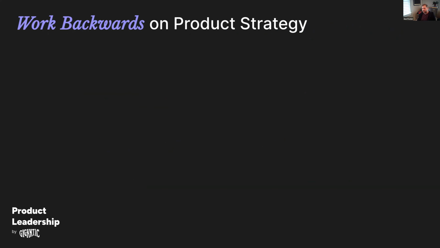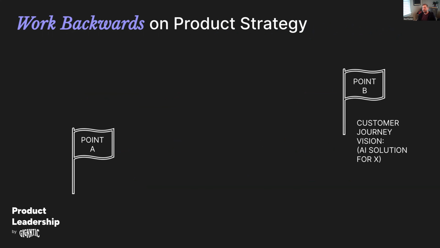So I usually encourage people, because there's a lot here, to break this problem down. And usually it's a matter of thinking from a backward standpoint. So if your product today is sitting at point A, and you've clarified with a vision where you want point B to be, and I'm just going to use an AI example here because we're all talking about AI quite a bit these days.